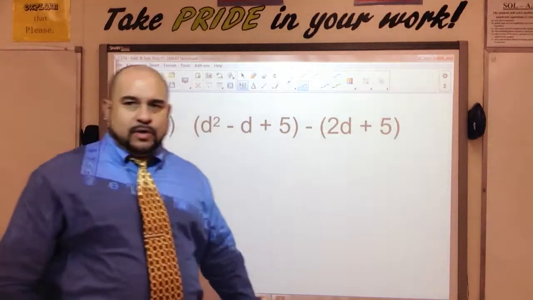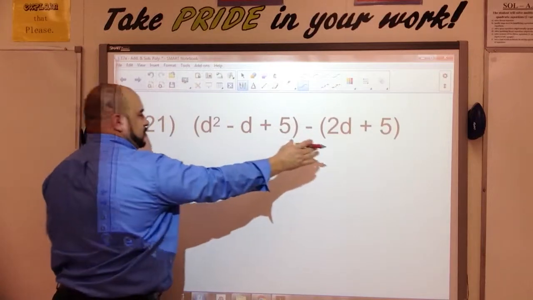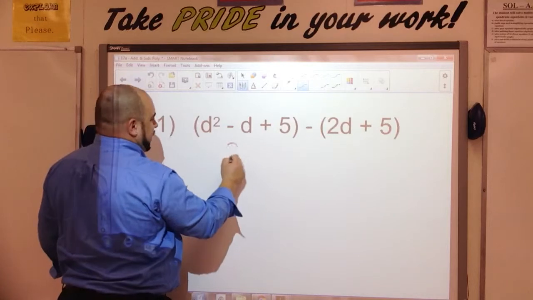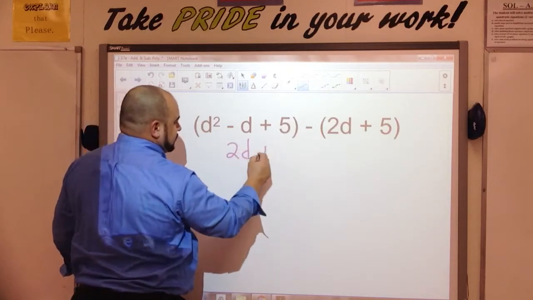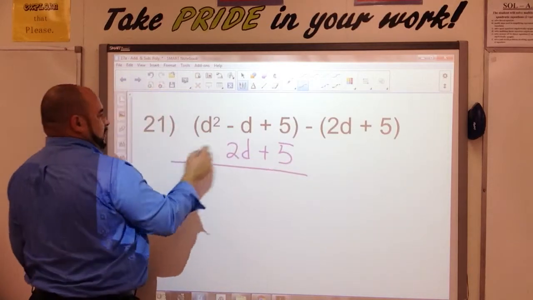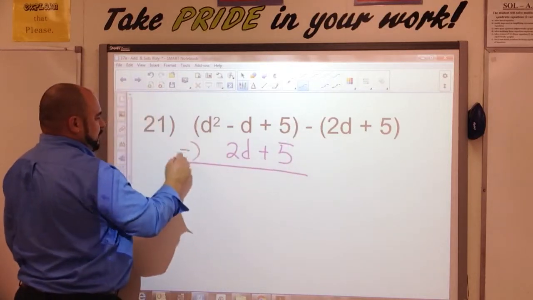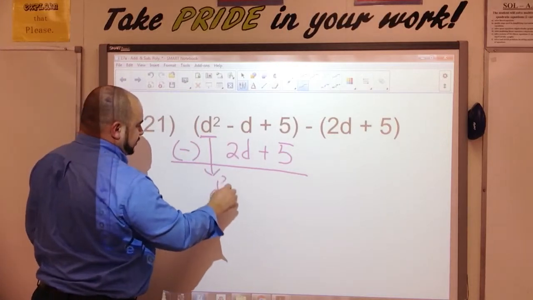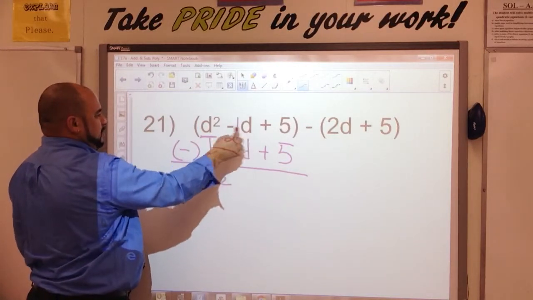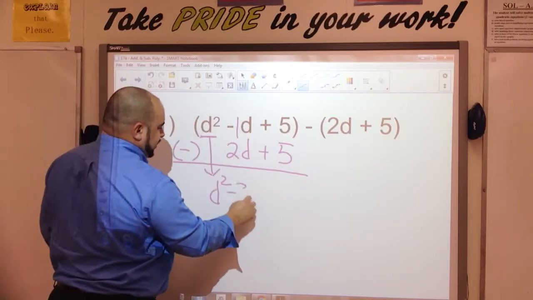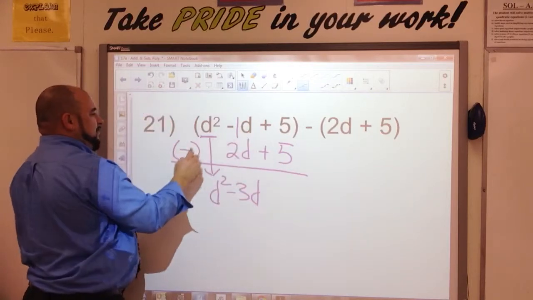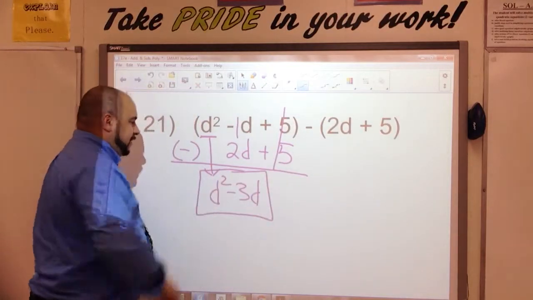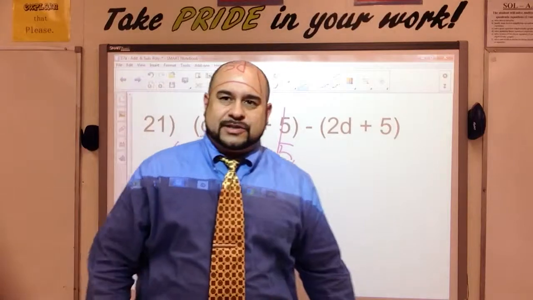Last one, number 21. Let's do the same thing. Let's bring this down. But I like to line up my like terms. And again, we're subtracting, so I'll bring this here. There's nothing that goes with d squared, so that's just d squared. Negative 1d minus 2d is negative 3d. And 5 minus 5 is 0. It cancels out. And my answer is d squared minus 3d.